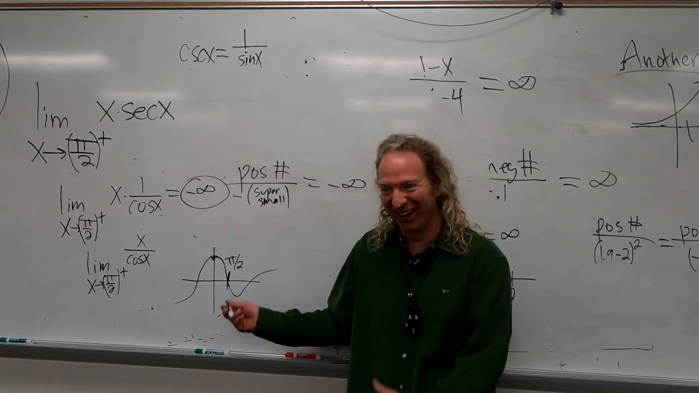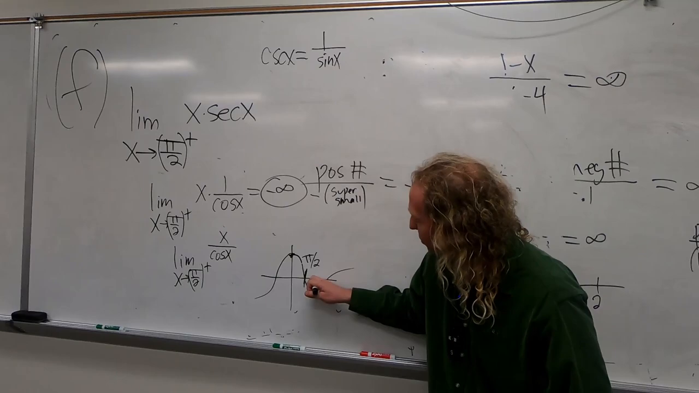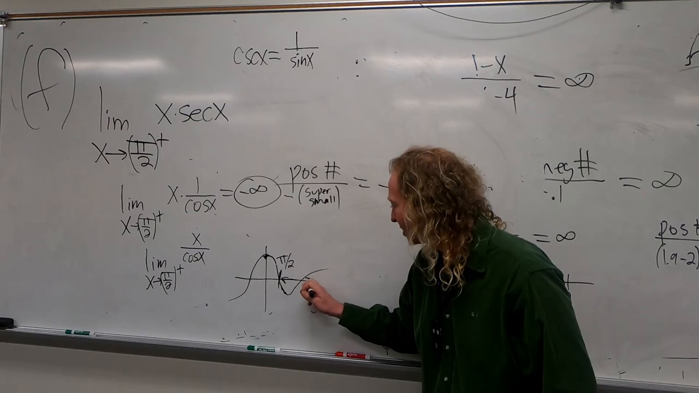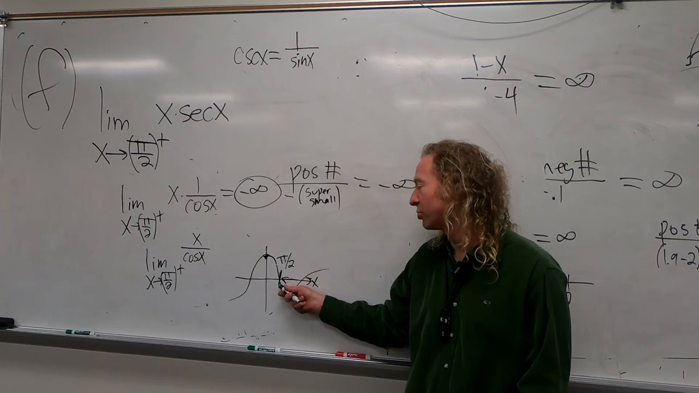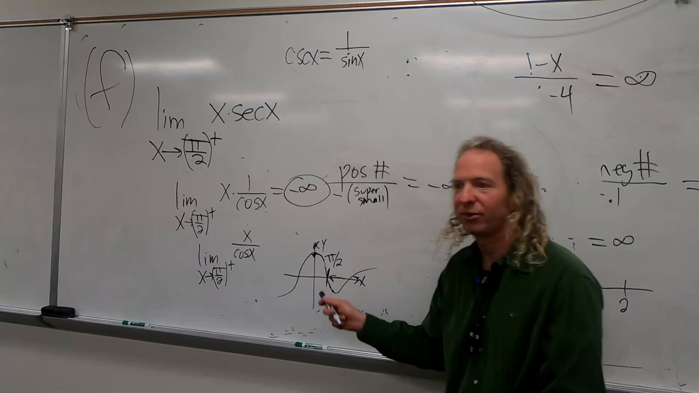Any questions? Yes. Why is the bottom super small again? Negative? Good. Because the x is approaching pi over 2 from the right, right? And so the y values are here where my marker is. So you see, this is the x-axis, so all these y values are negative down here. And they're getting close to 0, so they're small. Because this is the y-axis, so these are positive y's. So if it was from the left, it'd be positive. Good question. Let's do another one.